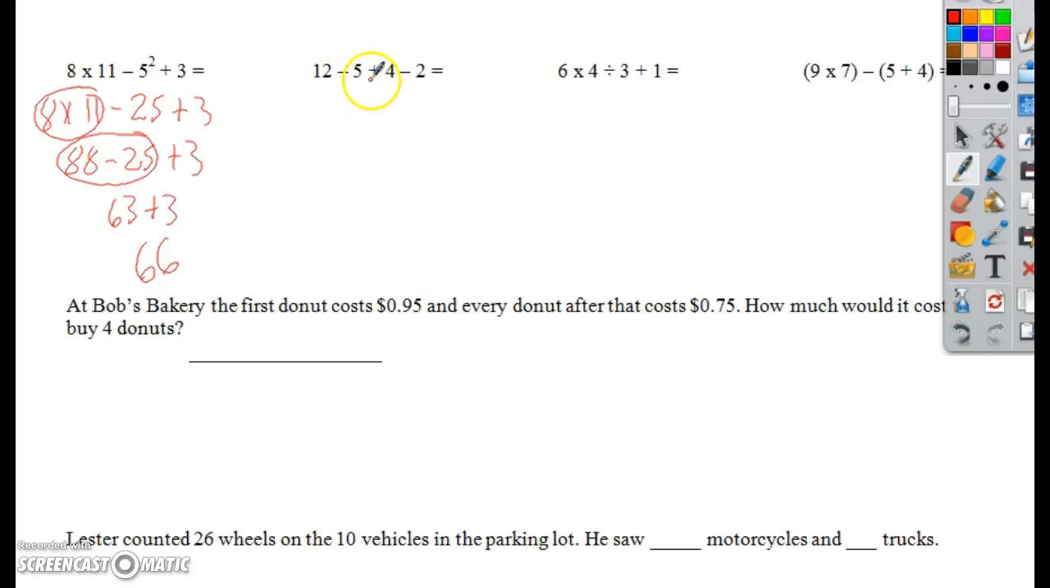Here we got subtracting, adding, subtracting. They're all the same level of power, so I'm just going to do it first come, first served. 7 plus 4 minus 2. 7 plus 4 is 11, minus 2. 11 minus 2 is 9.